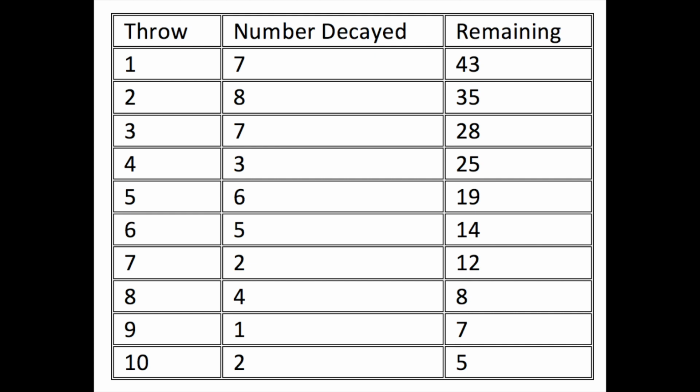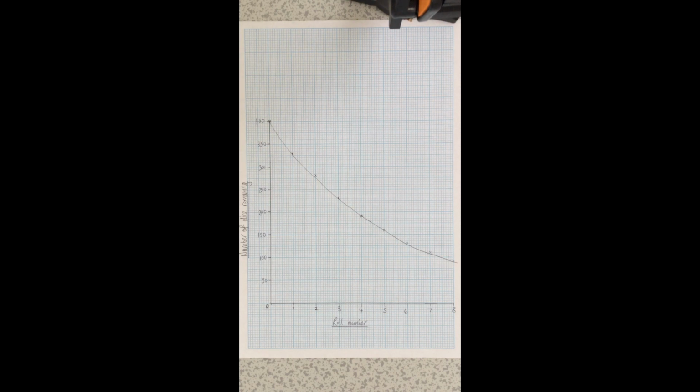Once you've got your group's results, instead of repeating it to get mean results, you can simply share the results in the class to get a much larger sample size. You can then plot a graph. So you're going to be plotting a graph showing the number of radioactive atoms remaining, i.e. the number of dice remaining on your x-axis, plotted against the number of rolls. Okay? And you're going to use this graph then to determine the half-life of the cubes.